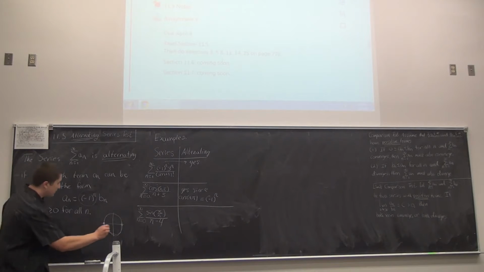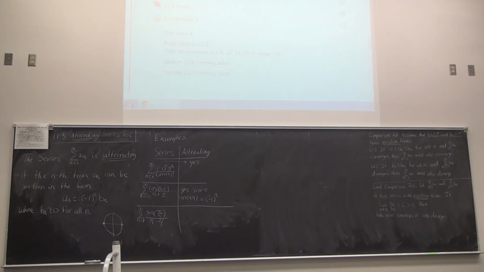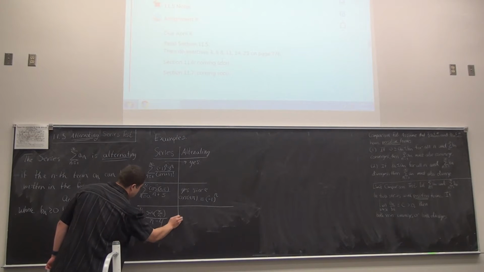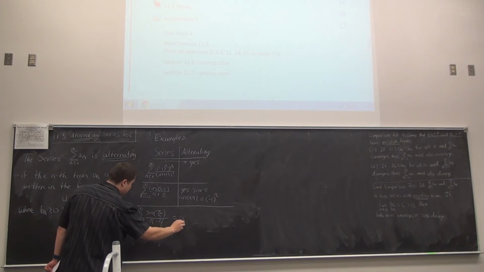Oh, we should probably start this somewhere which doesn't cause a division by 0. Let's start it at 1. So when n is 1, we would be at sine pi. We would get, for the very first term, sine of pi is 0, so we get a 0 for our first term.